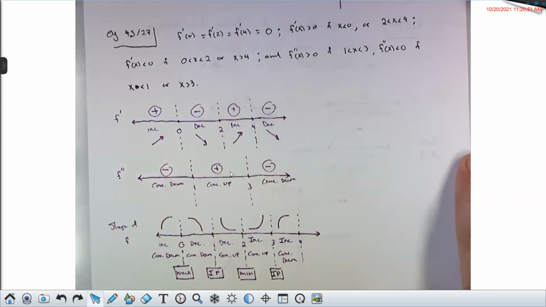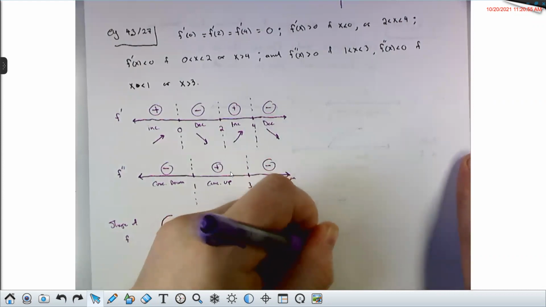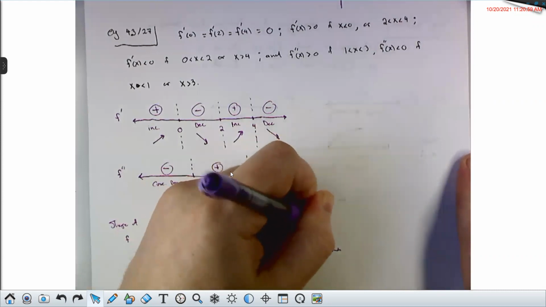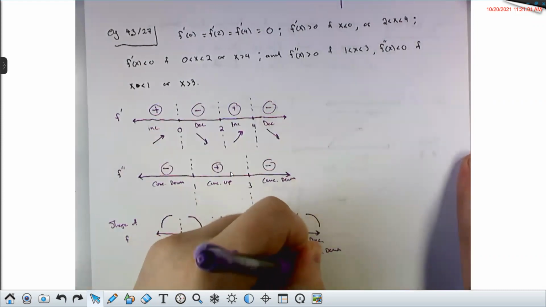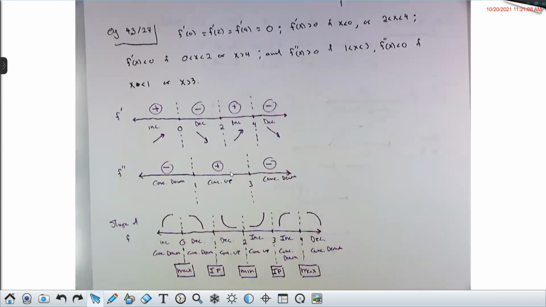And then to the right of 4, we are decreasing concave down. Decreasing concave down looks like this, which means this is another max. So here's my number line for the shape of f. And you can see what this thing's going to do. It's going to have a hill, then a valley, then a hill.